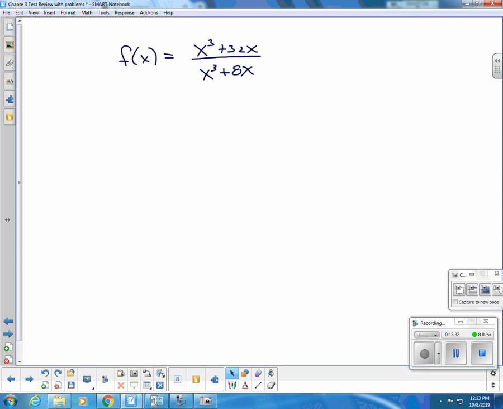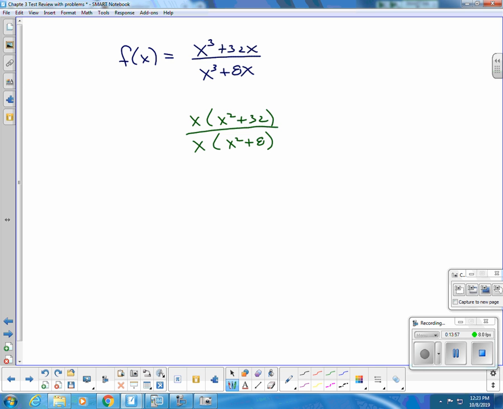What should you always do with rational functions? First thing, factor as much as you can. Factor as much as you can. x plus 32 over x times x squared plus 8. There you go. That's as much as you can factor it.